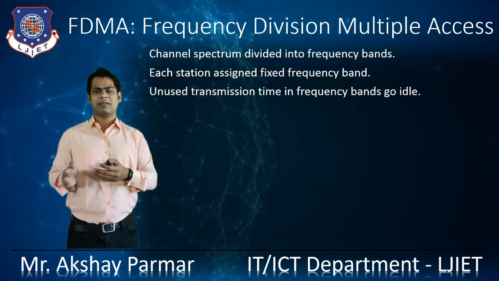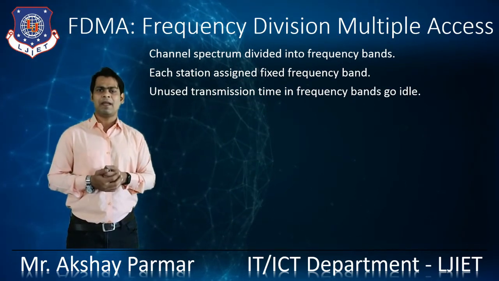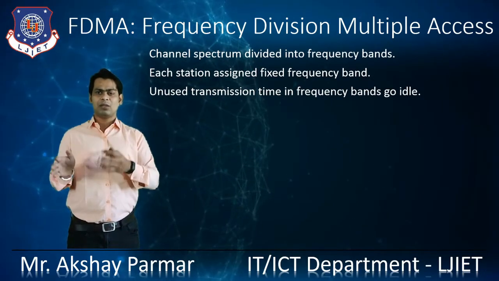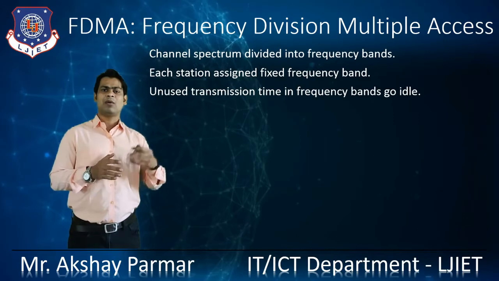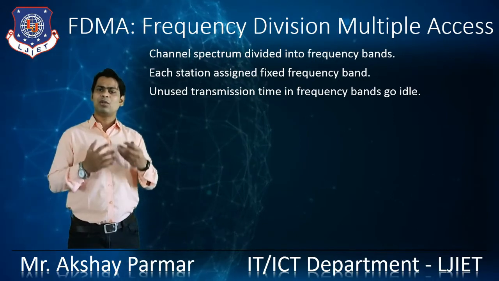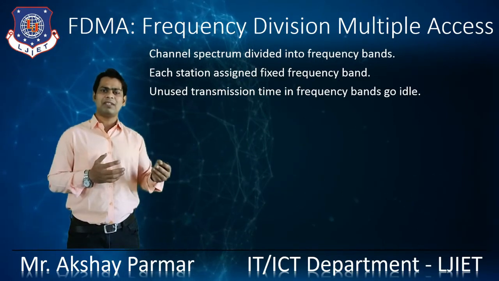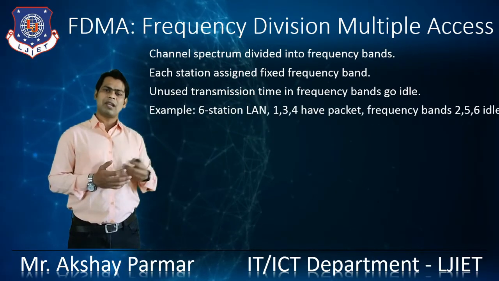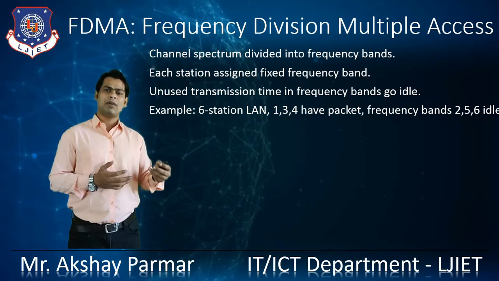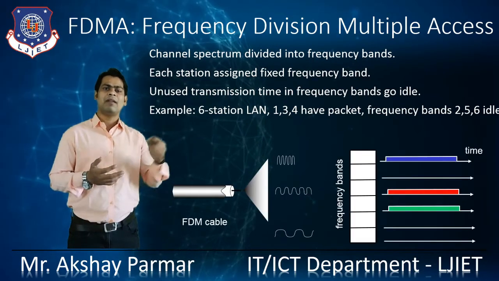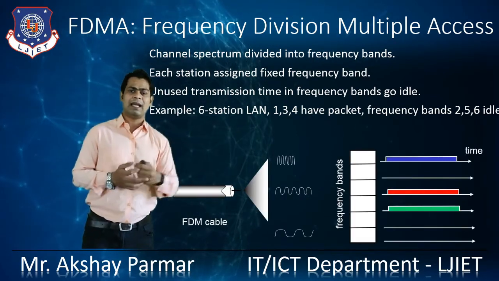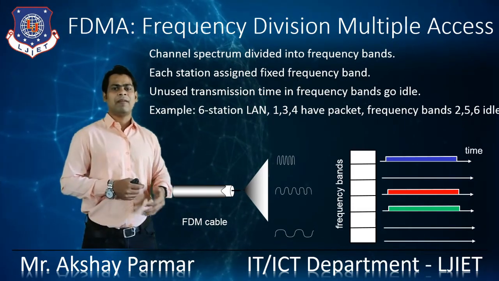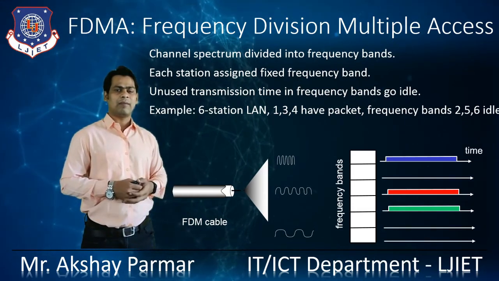As we have seen in the TDMA, the unused time slots go idle. Like that, unused transmission time in the frequency band goes idle, right? For example, with 6 stations, stations 1, 3 and 4 have packets, and frequency bands 2, 5 and 6 are idle, right? So this is the FDM cable. After that, we are sending the data through it.